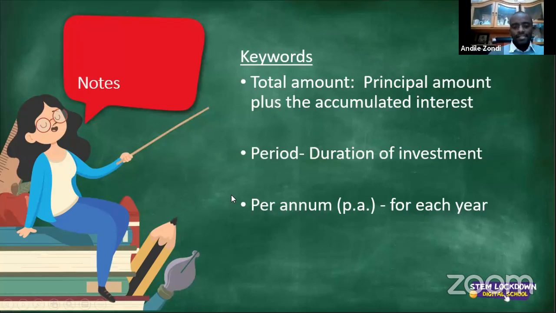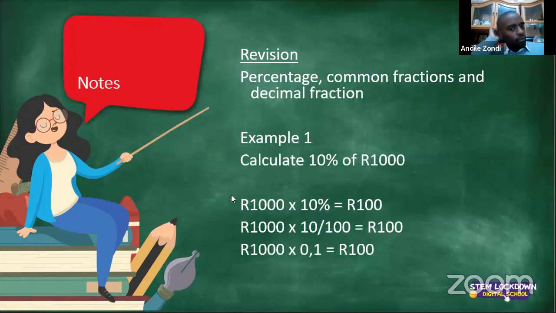Okay, next. Now we need to also revise the concept of percentages, how it relates to common fractions and how it relates to decimal fractions. Here's a simple example. Example 1: calculate 10% of 1,000. 10% of 1,000 can be calculated as follows. The word "of" becomes times.